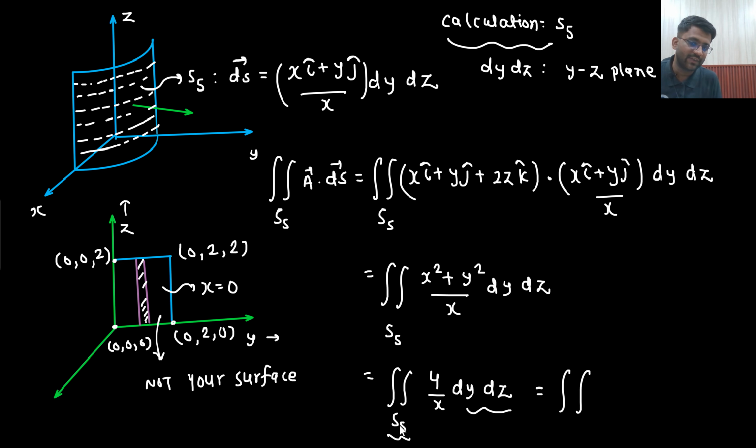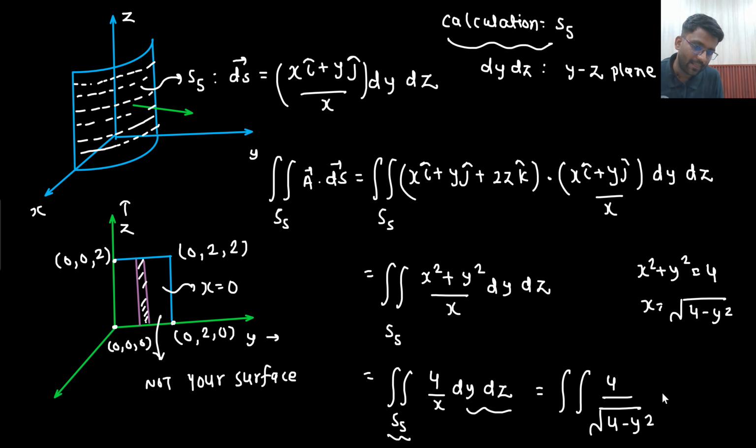So on the surface S5, what is the value of x? Here x square plus y square equals 4, right? So the value of x could be written as under root 4 minus y square. And why am I writing the positive under root? Because everything is happening in the first octant. So under root 4 minus y square dot dy dz. This is what I can write down. The limit of y is going from 0 to 2, and the limit of z is also going from 0 to 2. This is the calculation I am supposed to solve now. Is that understandable to you?